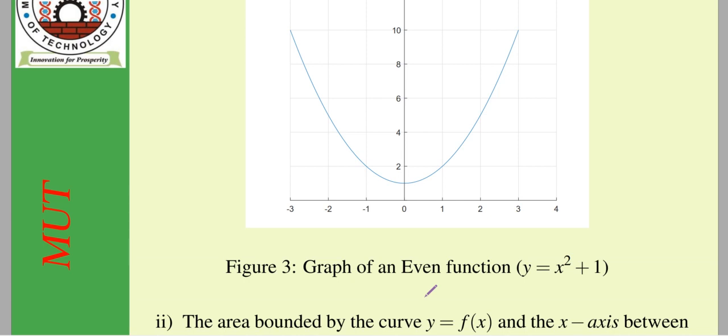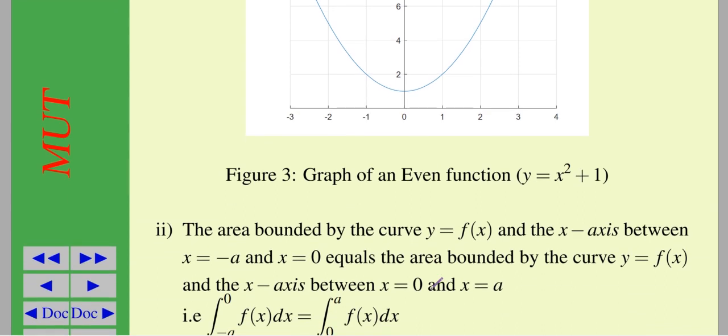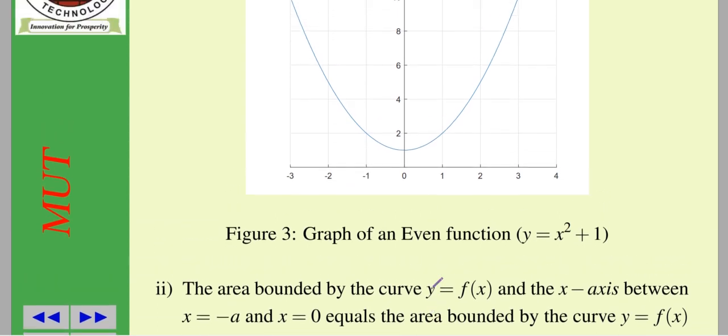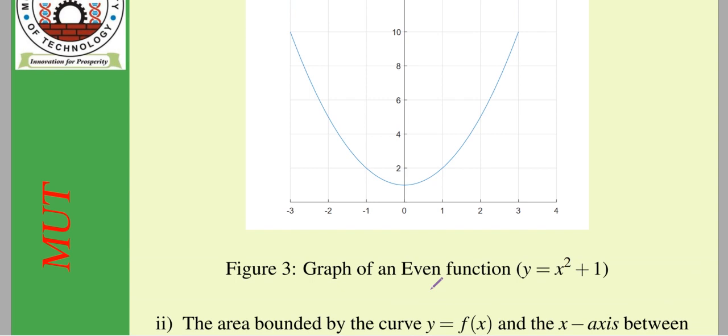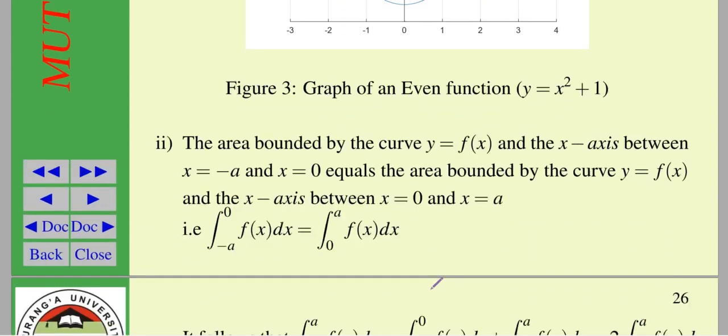So there is a symmetry. You can say along the y-axis, the left-hand side is just a reflection of the right-hand side. Now, 2 is about the area bounded by the curve between some point minus a to positive a.